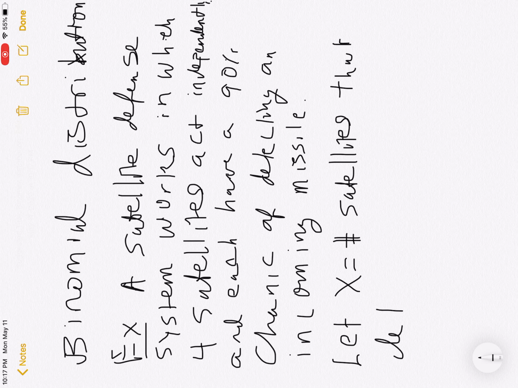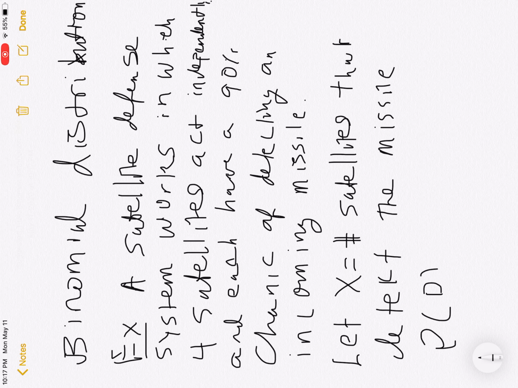that detect the missile. Okay. So just to clarify, the probability of a detection is 0.9. The probability of a failure is 0.1 for each satellite.